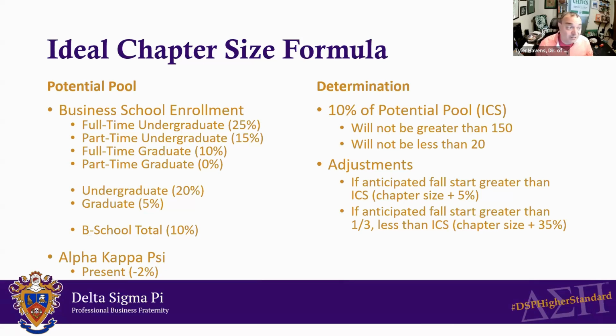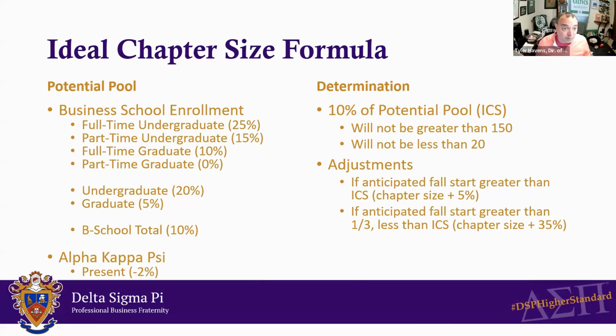We won't post anything that is greater than 150. We won't post anything that is less than 20 for an ideal chapter size. It's not because we don't believe a chapter can manage on either end of that spectrum. We have historically put caps on both ends, and that's where we have adjusted to, based on the last couple of years of information that we have.